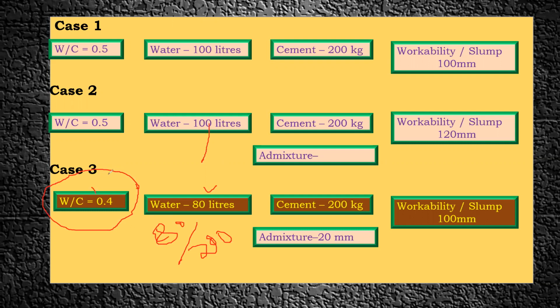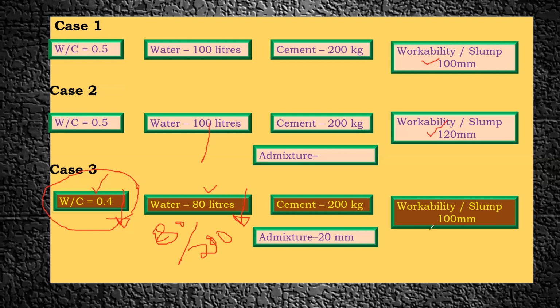So if the water cement ratio is also coming down, that means there are three advantages of using admixture. First is that workability is improved, right? If I'm using admixture, workability is going to improve. Second, if I use admixture, the water content is going to come down. And along with the water content, the water cement ratio is also going to come down.